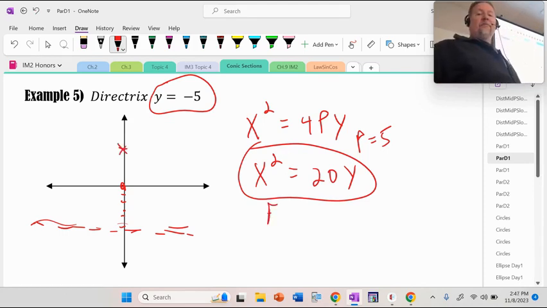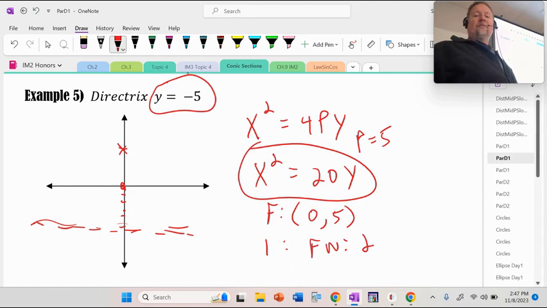So I will speed this up. The directrix is already drawn. That's already given. Then the focal width, because I know p is 5, 4 times 5 is 20. And then there we go. We got our I can statement.